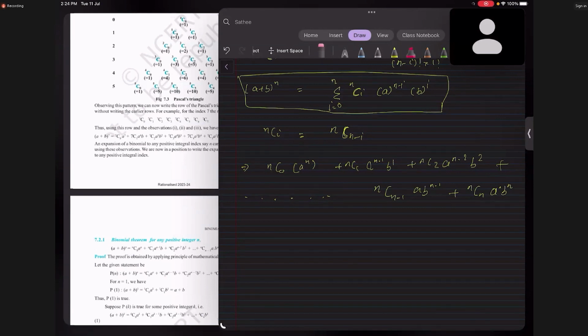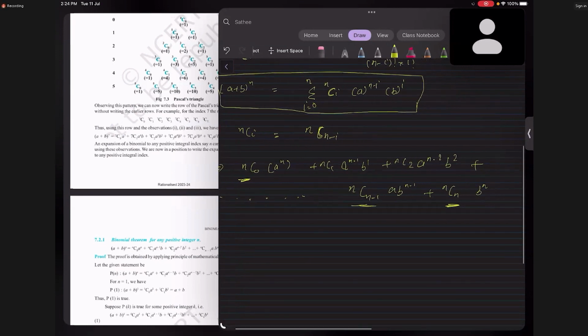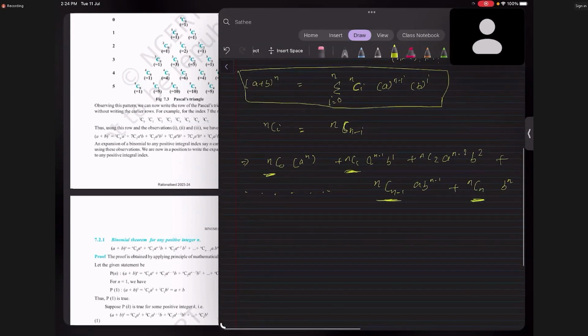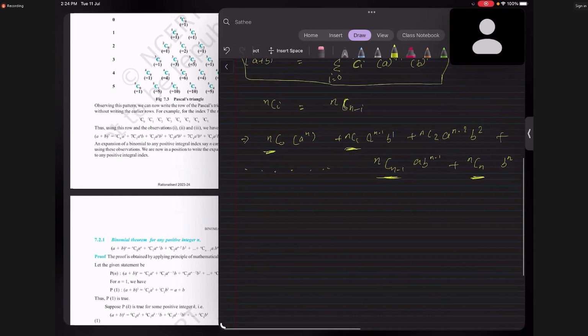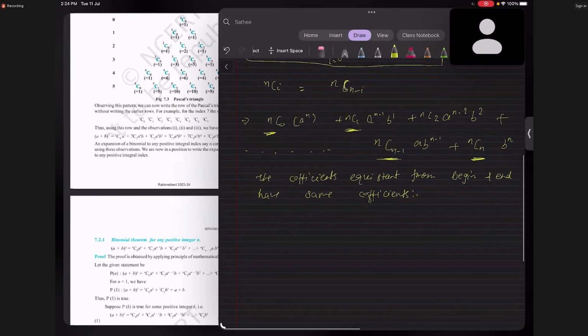Okay, or there would be no times of a. Okay, so you can see that this coefficient and this coefficient, this coefficient and this coefficient, these are equal. So you can say that the coefficients which are at equidistance from beginning and end have an equal coefficient. Okay, so this is an important observation, that the coefficients equidistant from beginning and end are equal. Okay, so this is an important observation.